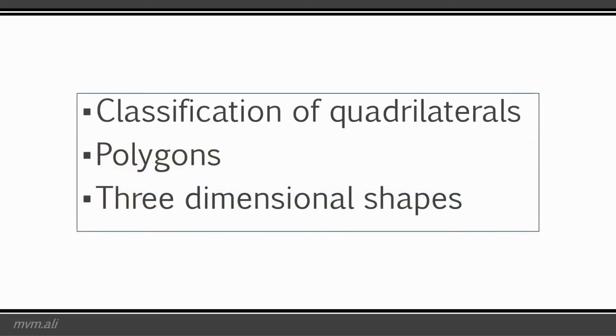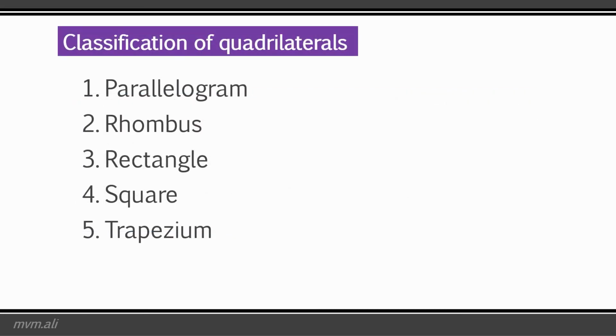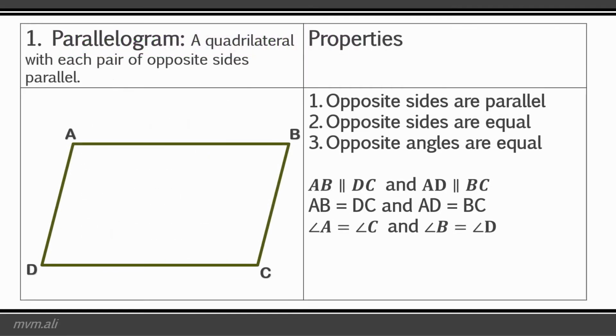The main topics I am going to discuss in this video are classification of quadrilaterals, then polygons, and three-dimensional shapes. So first let's start with the classification of quadrilaterals. Based on the properties of quadrilaterals, they are classified into 5 categories: parallelogram, rhombus, rectangle, square and trapezium. First let's start with parallelogram.